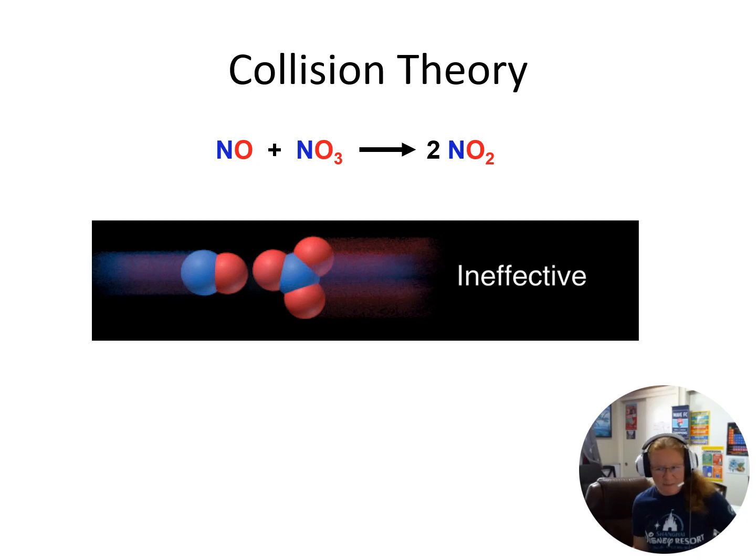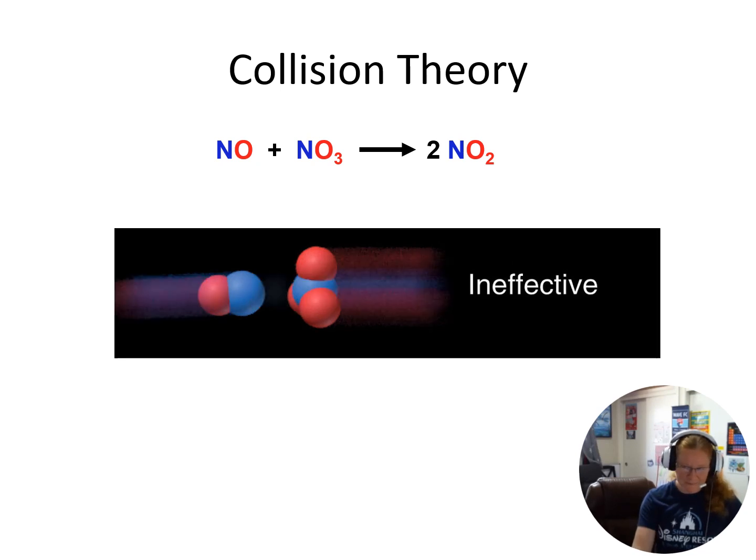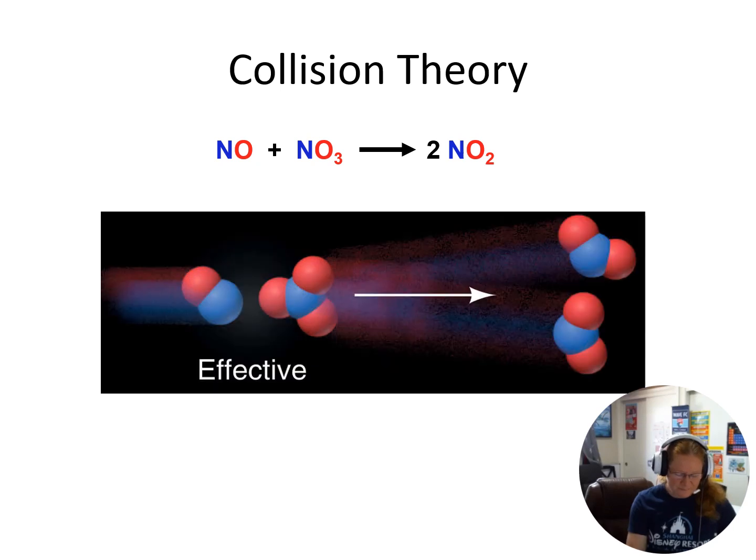This one's ineffective because I have two oxygens bumping into each other. That's definitely not the reaction that we're going for. But this one is also still ineffective because I still have the wrong things colliding. Nitrogen and nitrogen are bumping into each other. Not what I'm looking for.